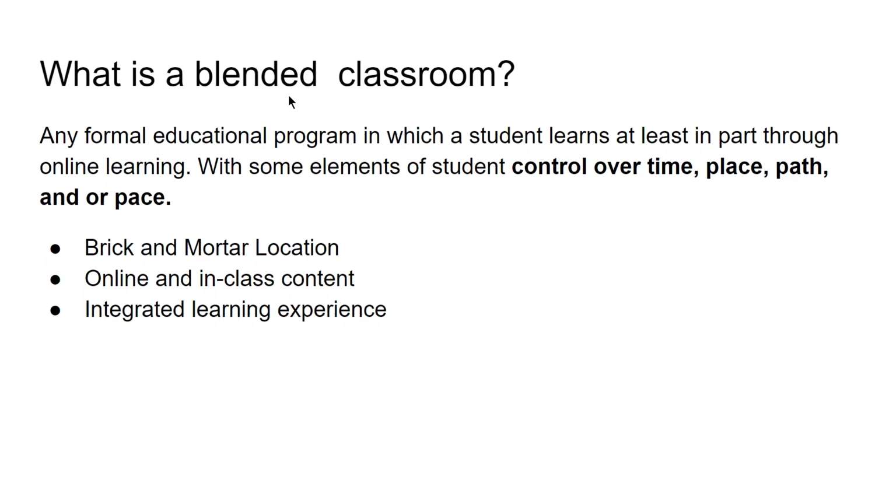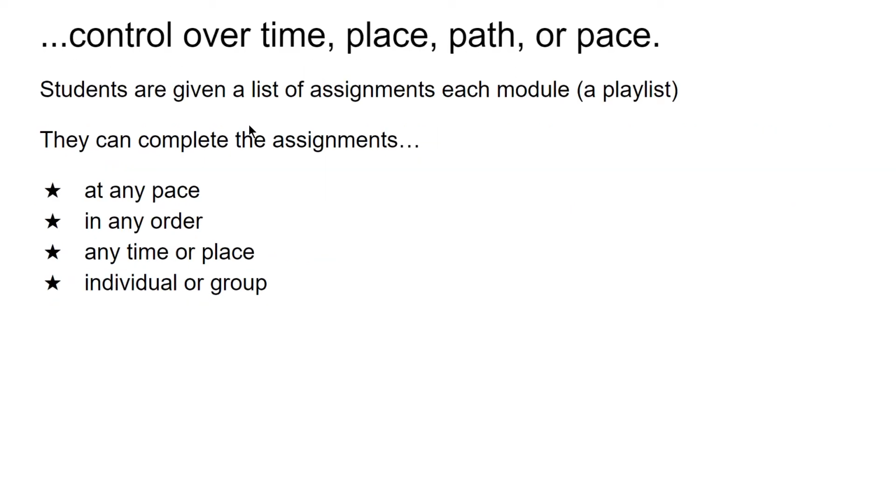But what really attracted me to this is this last part here, with some elements of student control over time, place, path, and or pace, often referred to as voice and choice. So how do I use this in my class? Well, students are given a list of assignments for each module or unit. A module is a kind of cohesive amount of content, skills, and knowledge. And so they get all their assignments at once.